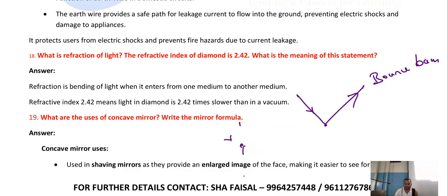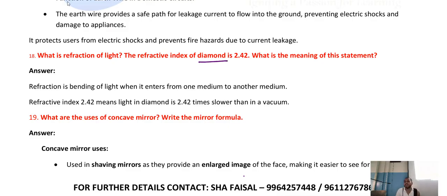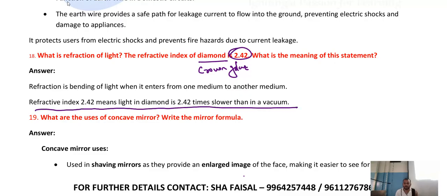Very important question I got, children. Your luck is very good today because you got this question. Sometimes they may just change, instead of diamond, crown glass. Only they will change the words and the value, but the answer remains the same. The refractive index of diamond is 2.42. What does it mean? Refractive index 2.42 means light in diamond is 2.42 times slower than in vacuum. If they give you crown glass, something like 1.52, what do you write? Refractive index 1.52 means light in crown glass is 1.52 times slower than in vacuum. Same statement. Only replace diamond, write crown glass.